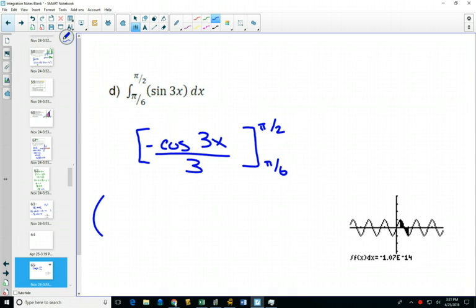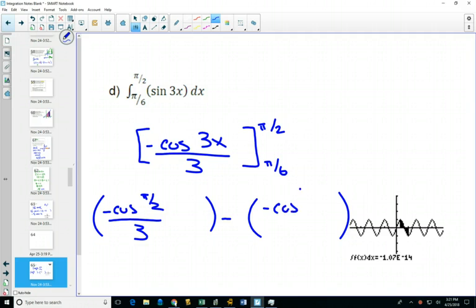And what happens when we plug things in? Plugging in pi over 6 will give us cos of pi over 2 divided by 3, minus, plug in pi over 2, cos of 3 pi over 2 divided by 3. Cos of pi over 2 is 0. So that's 0 minus 0, which is 0.